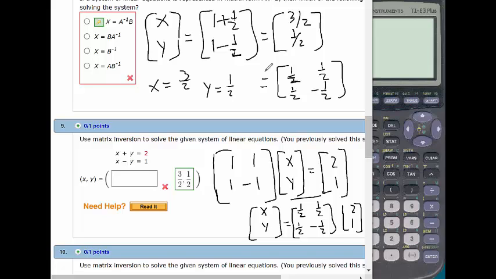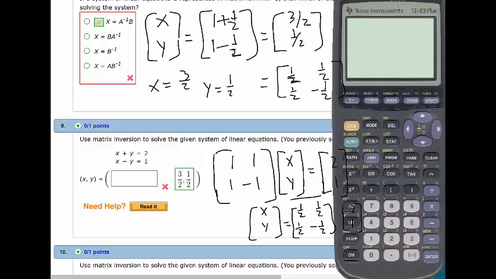So this one we did by hand. Now let us try this one in the calculator. I'll show you in the calculator. Okay. In the calculator, I just need to give the entries of a matrix.